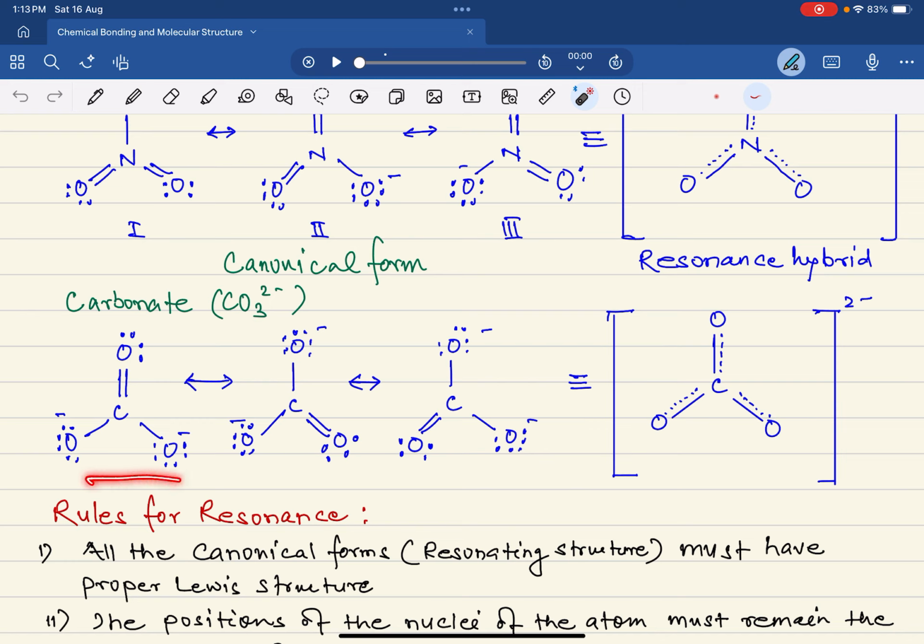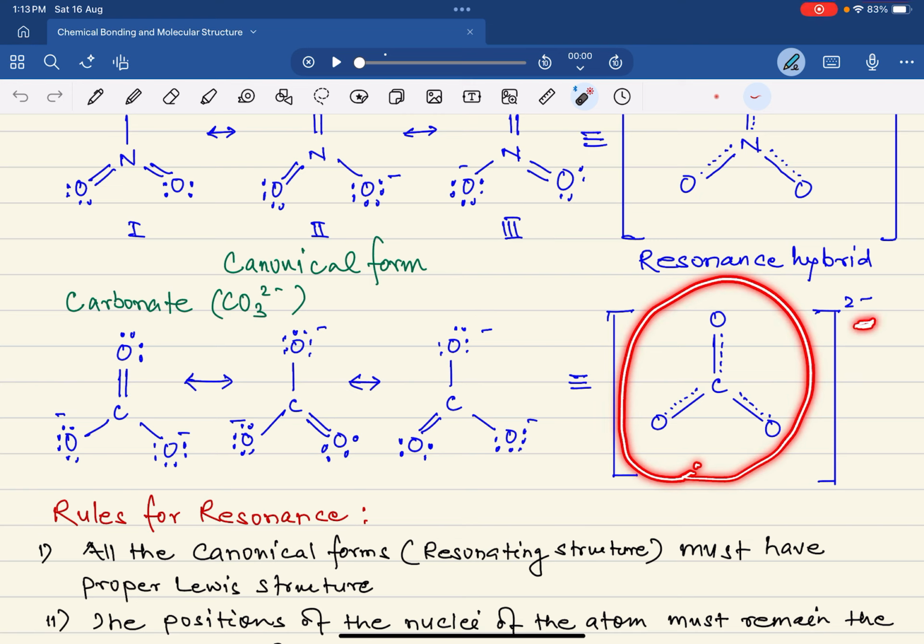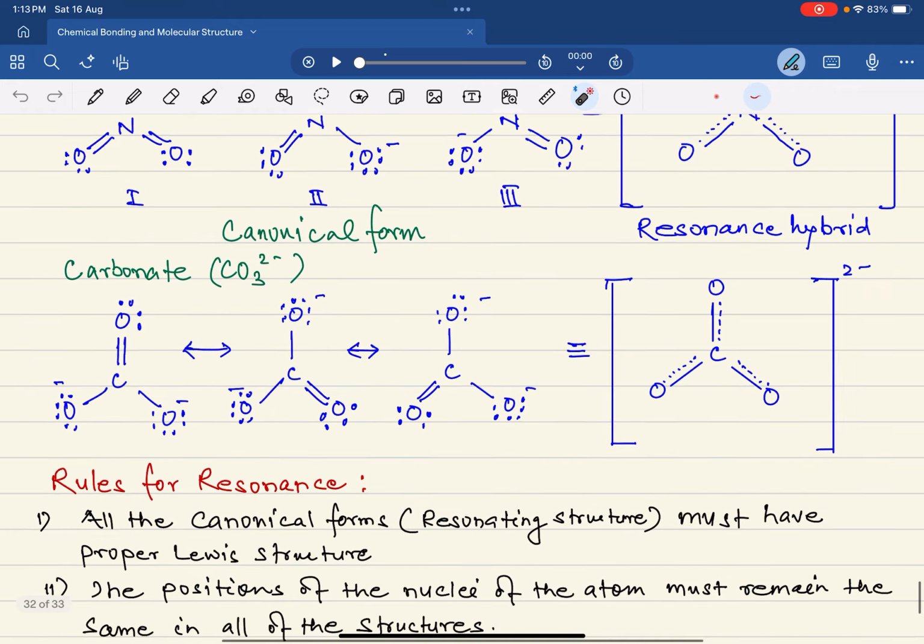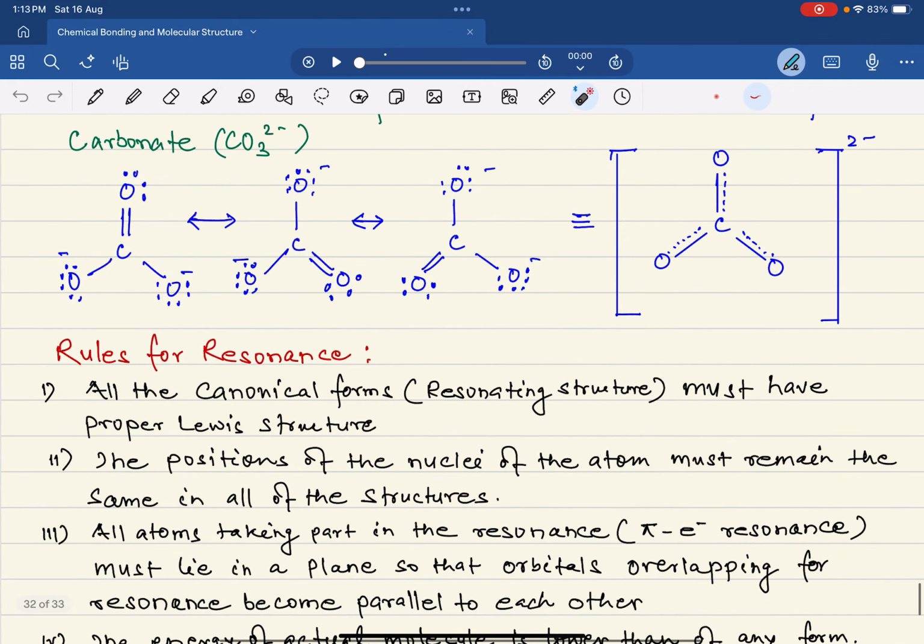In this case, again carbon oxygen bond lengths are different. Single bond has a different bond length, double bond has a different bond length. We know that in carbonate, carbon is connected with 3 oxygens with 1 double bond and 2 single bonds. On the basis of contributing or canonical structures, this is the resonance hybrid structure, in which the 2 negative charges are equally distributed on all 3. So, stability of carbonate on the basis of delocalization becomes more.